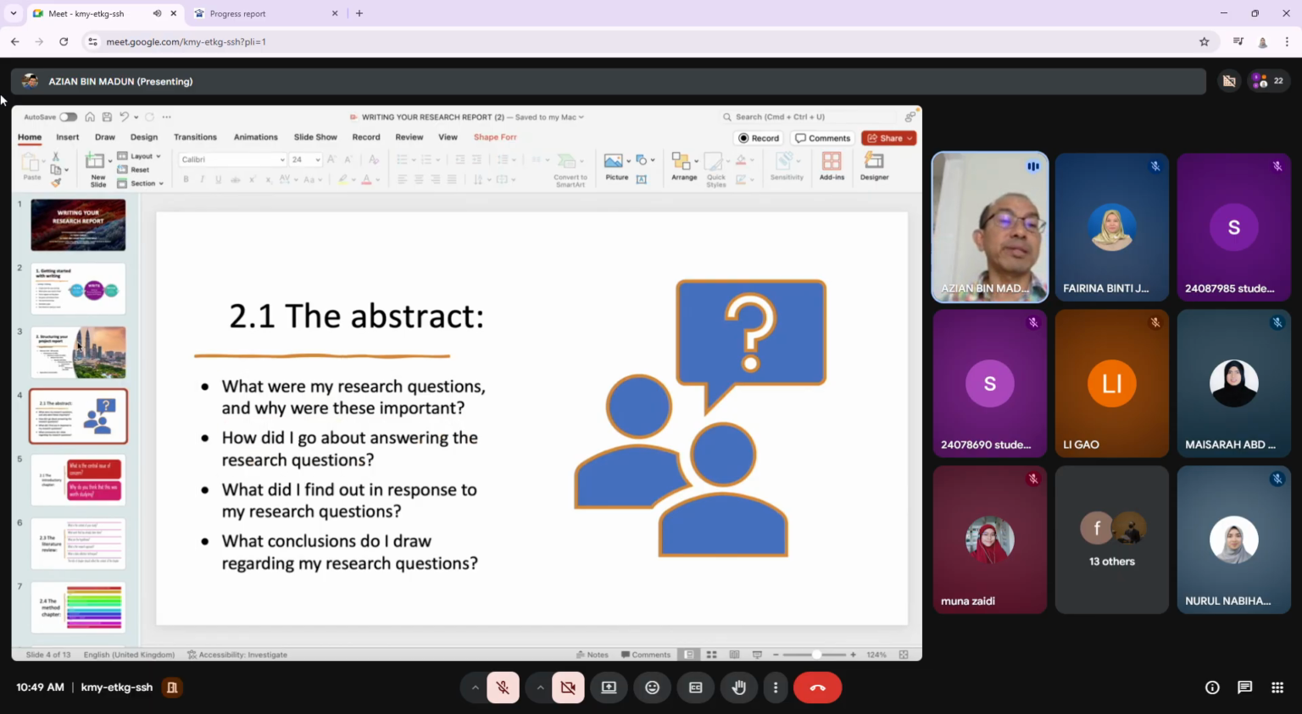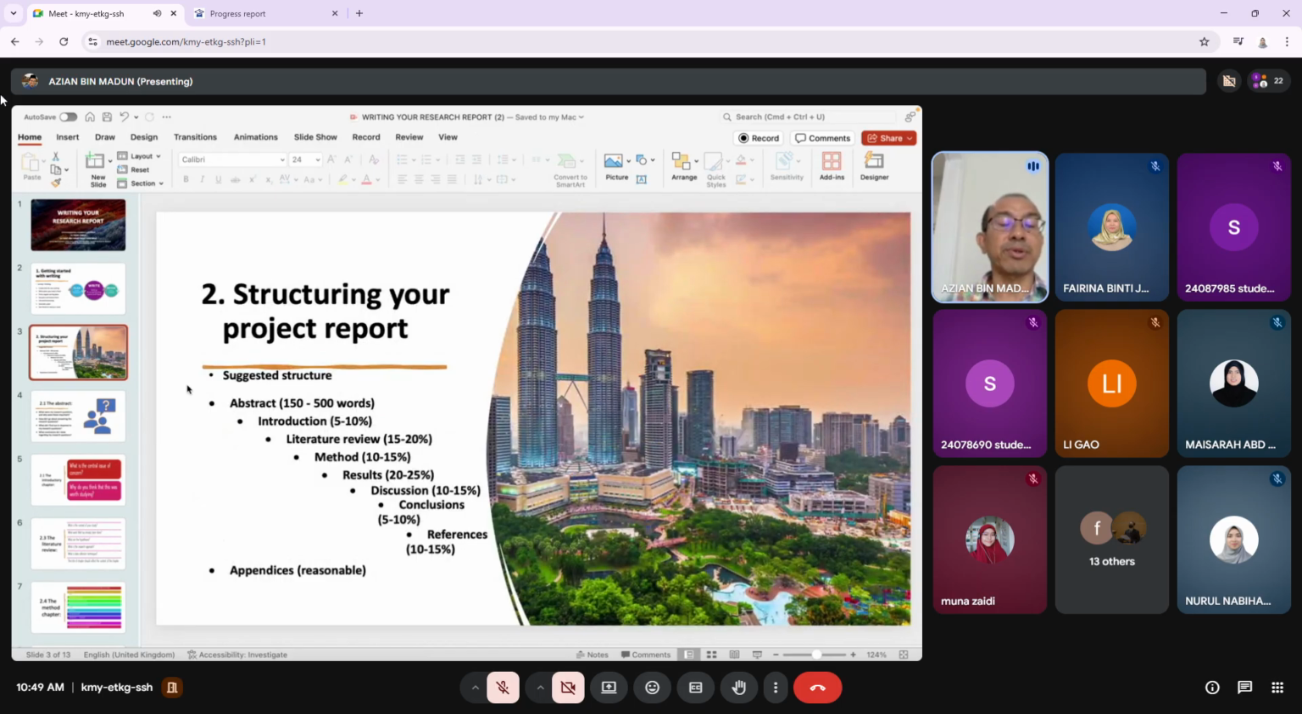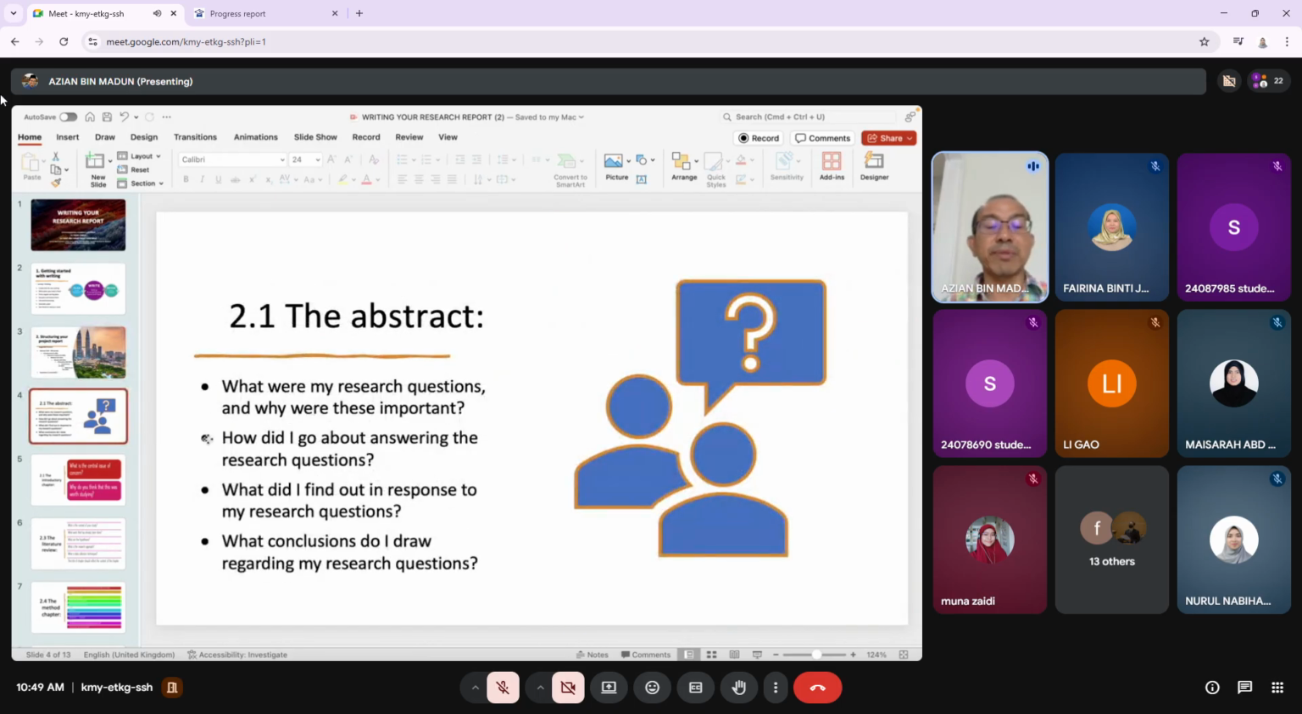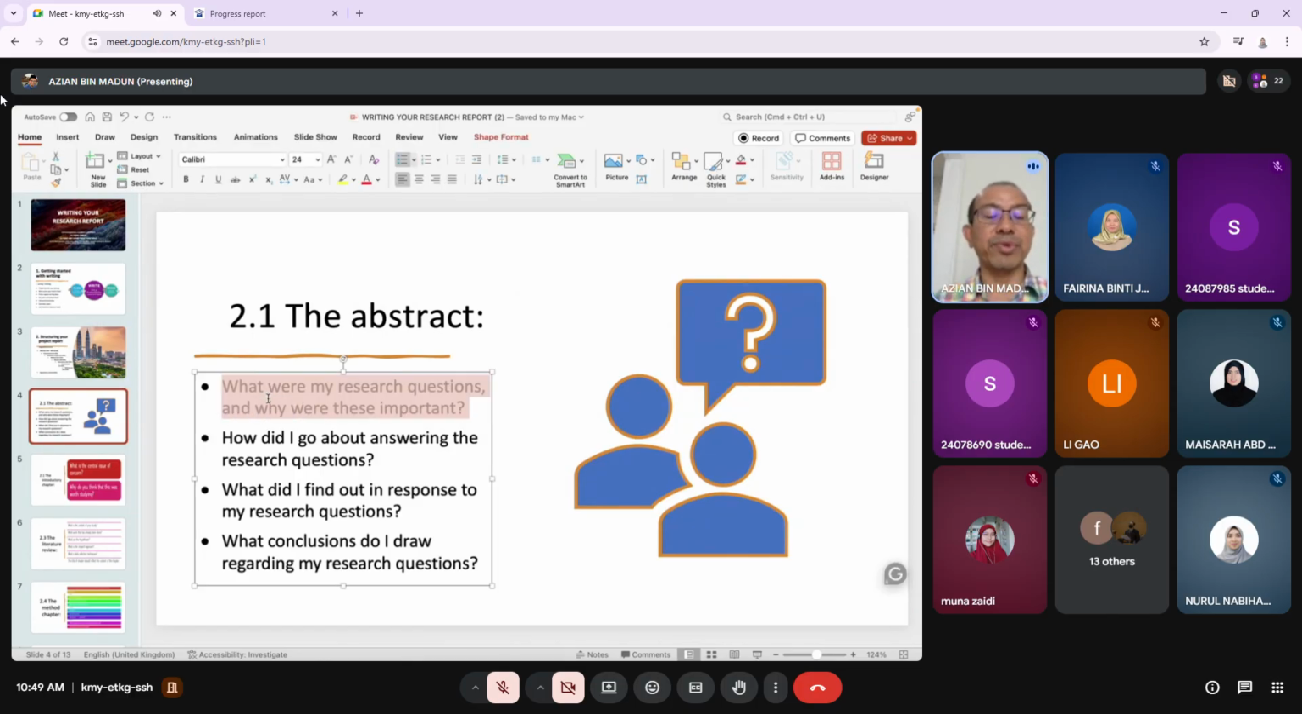That means from this structure, you condense it into the abstract, and it becomes more compact lah. So what were my research question and why was this important? We go to chapter 1 and chapter 2 and compress that. How did I go about answering this question? It's the method. Compress that one and answer it in one sentence.